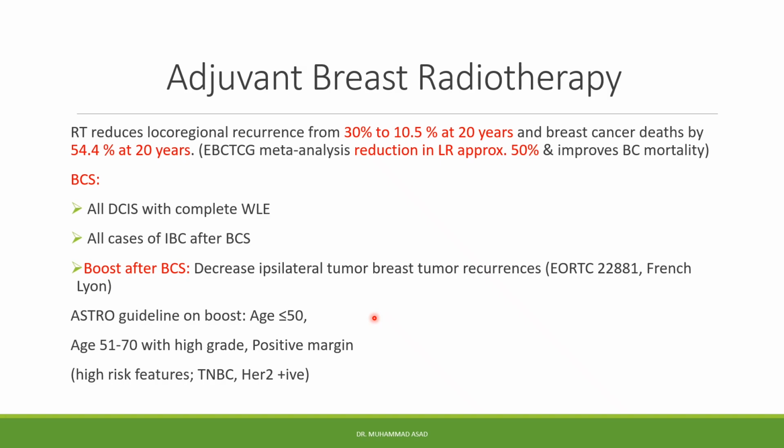The ASTRO guidelines on boost recommend that patients who are 50 or younger will have a boost after BCS, and those patients from 51 to 70 years of age with high grade will have a boost. A patient with a positive margin, like a microscopic tumor present within 1 mm of the resection margin, and other high-risk features including triple negative breast cancer and HER2 positive disease.